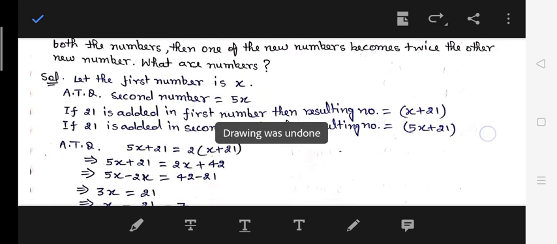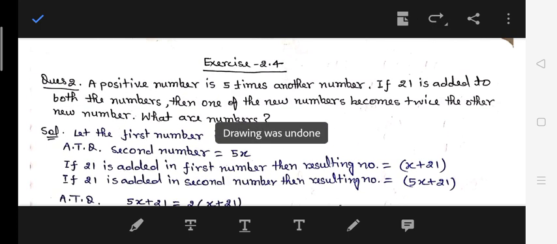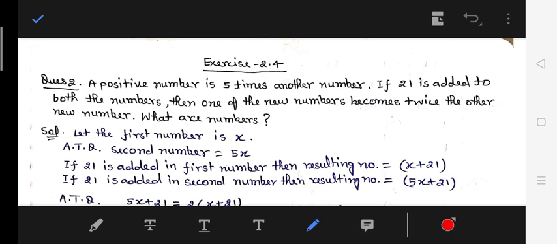Now, in the question it is given that 21 is added to both the numbers. If you add 21 to both the numbers, what will be the resulting numbers? If 21 is added to the first number, it will be x plus 21. And if 21 is added to the second number, which is 5x, then it will be 5x plus 21. So the numbers will be x plus 21 and 5x plus 21.